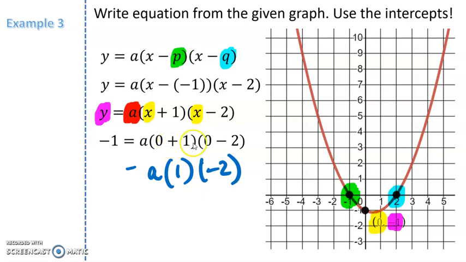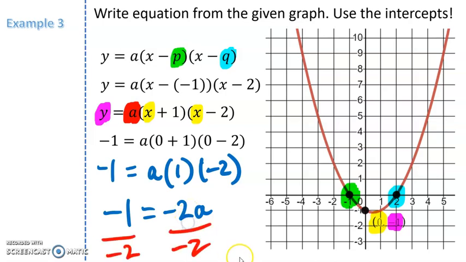0 plus 1, as you can see, is 1 right here. 0 minus 2 is -2 right here. We still have our a value, and all of that is still equal to -1. -2 times 1 is -2, times a is -2a. So we have -1 equals -2a, and we want to divide by -2 on both sides to solve for our a value, which is +1/2.